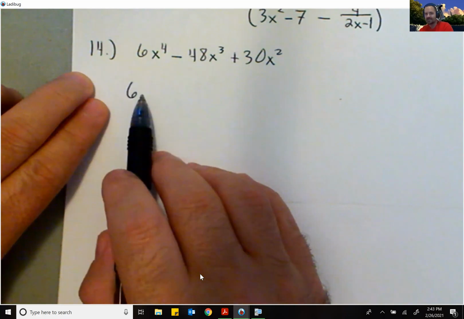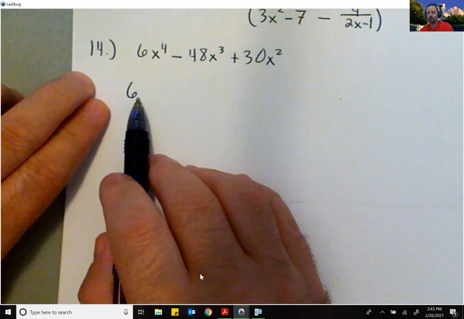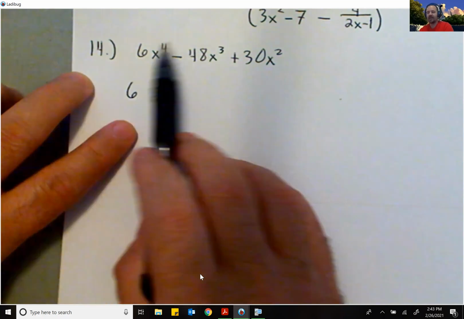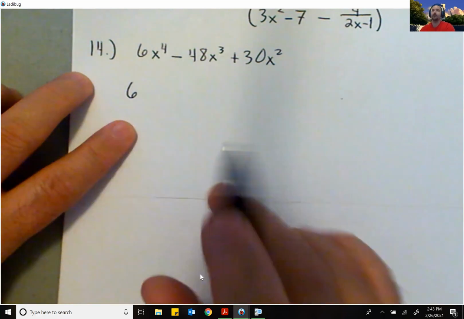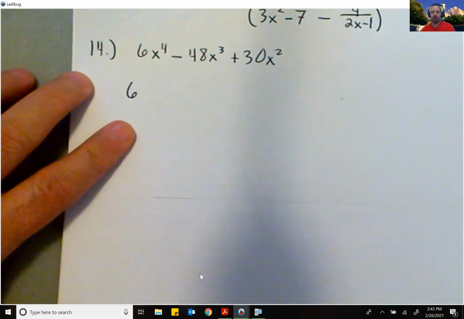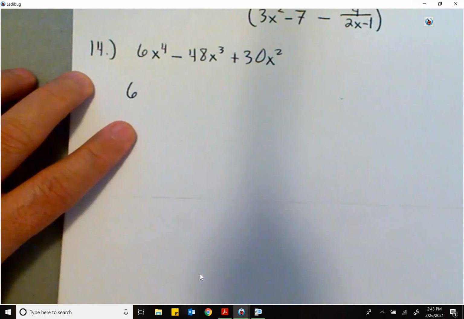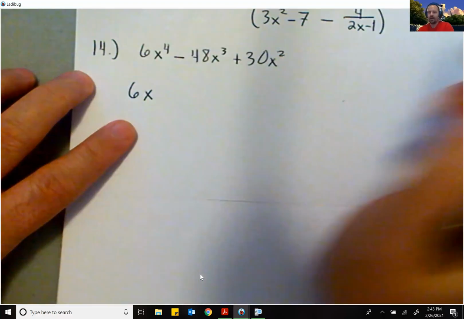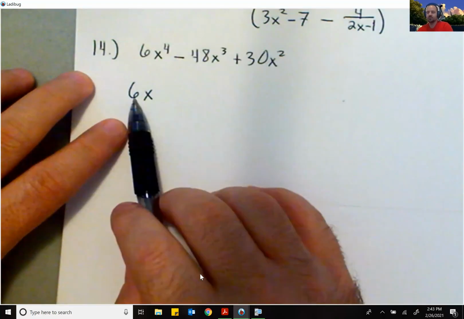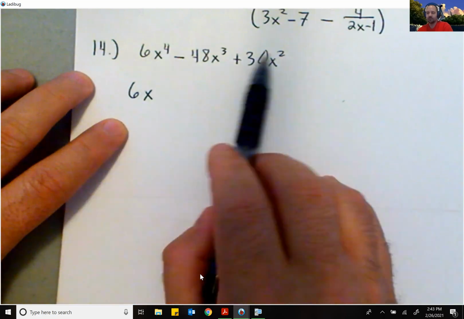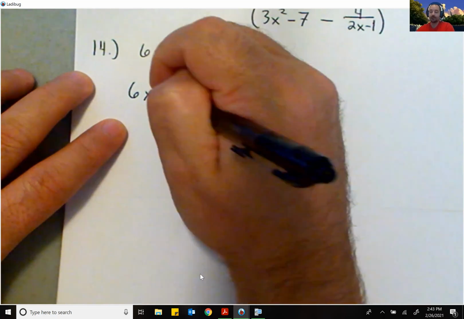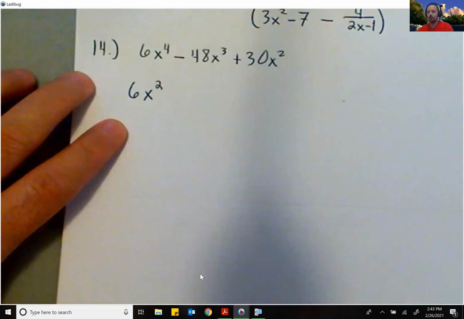GCF, greatest common factor. So there's a number. And then do all of these have variables? Well, actually, do all of them have the same variable? Yes. So we're going to pull out an X. And remember that the most amount of X's you can pull out is whatever the lowest power is. So our lowest power is 2. So you are absolutely right in the beginning when you said we're going to pull out a 6x squared.